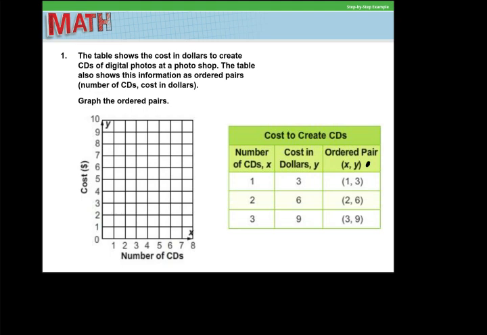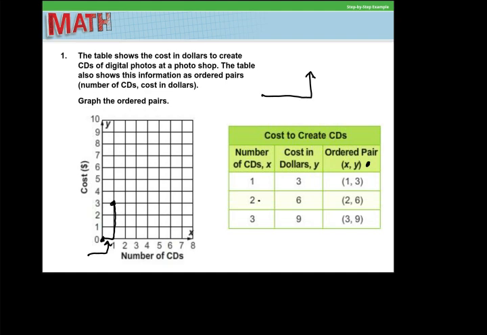So our first ordered pair is 1, 3. You're going to start at the origin, go over to 1, and go up to 3. So first across, then up. Across, then up.